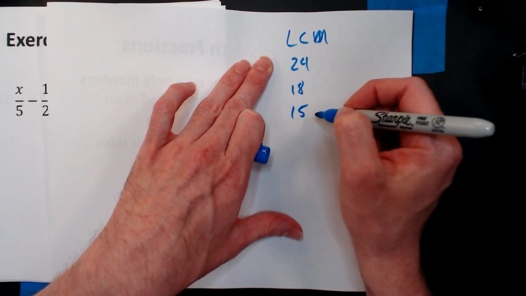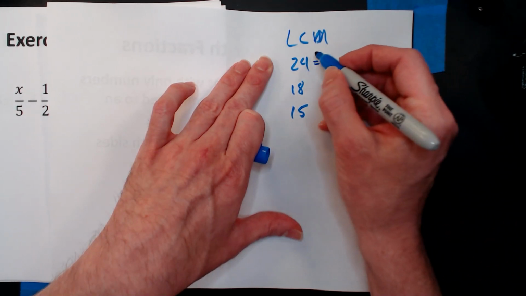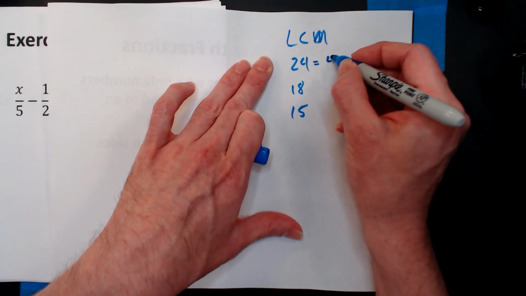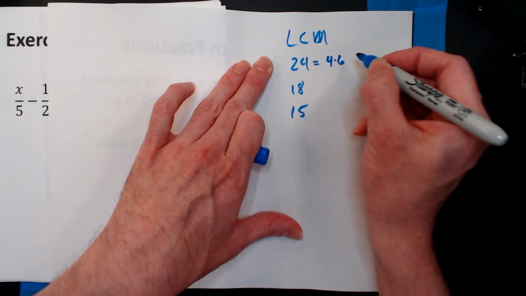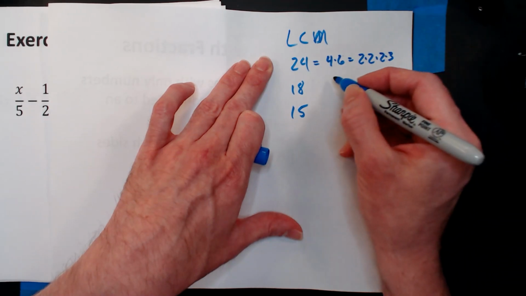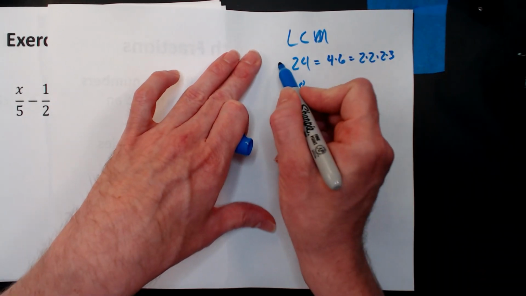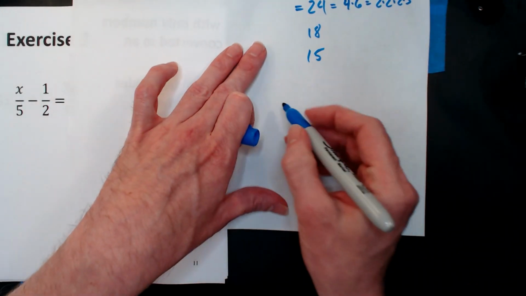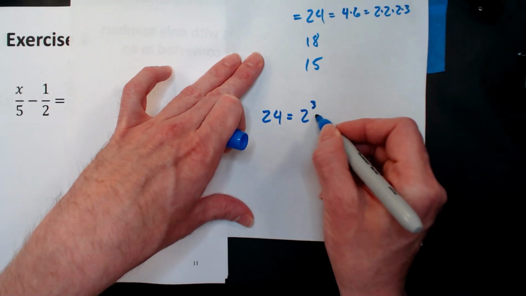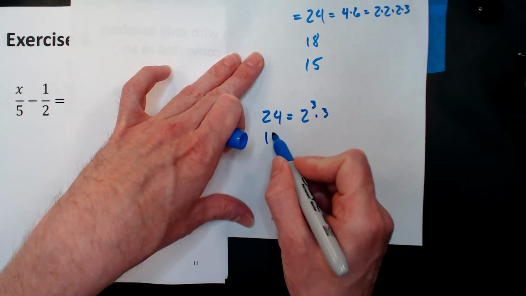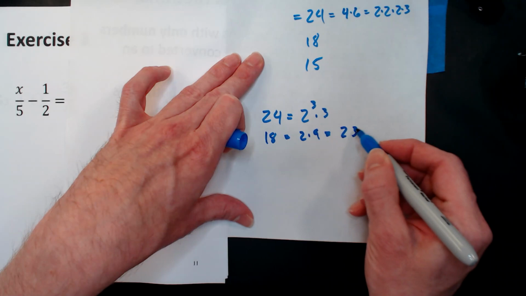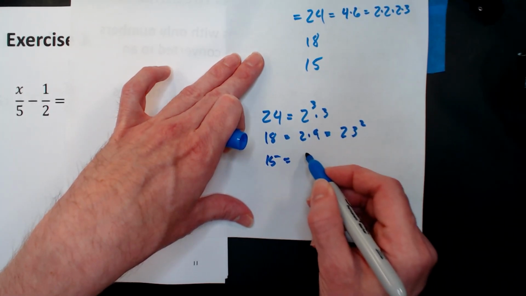I want to find the least common multiple of these numbers. If I was going to find the least common multiple of these numbers, I would just have their prime factors. So here we'd have the prime factors of 24, and 24 is what? 4 times 6, right? And you can rewrite that as 2 times 2 times 2 times 3. I didn't leave myself enough room, as usual. Let me write it down here. 24 is equal to 2 to the third times 3, so that's 8 times 3. 18 is equal to 2 times 9, which is 2 times 3 squared, and 15 is equal to 3 times 5.